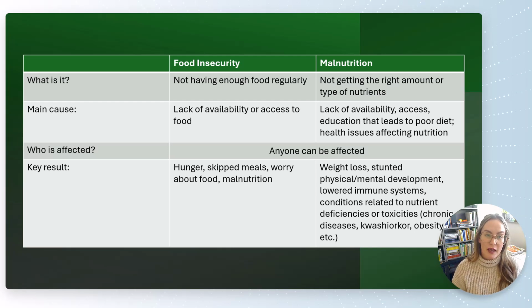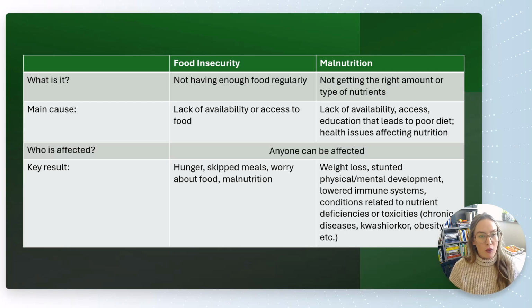With malnutrition, availability and access can still really play a role, but there's also this additional component of education that might lead to a poor diet or health issues that are affecting your nutrition intake. Who is affected by each of these? Anyone can be affected by either food insecurity or malnutrition.